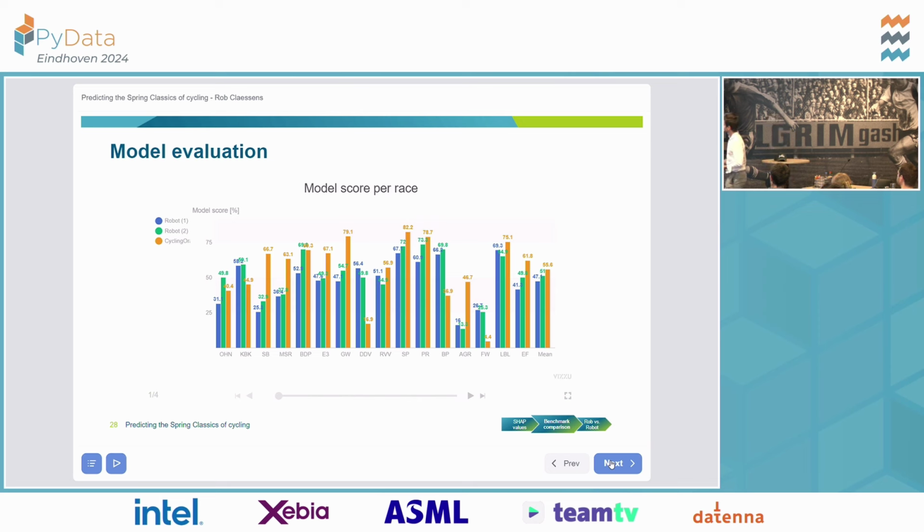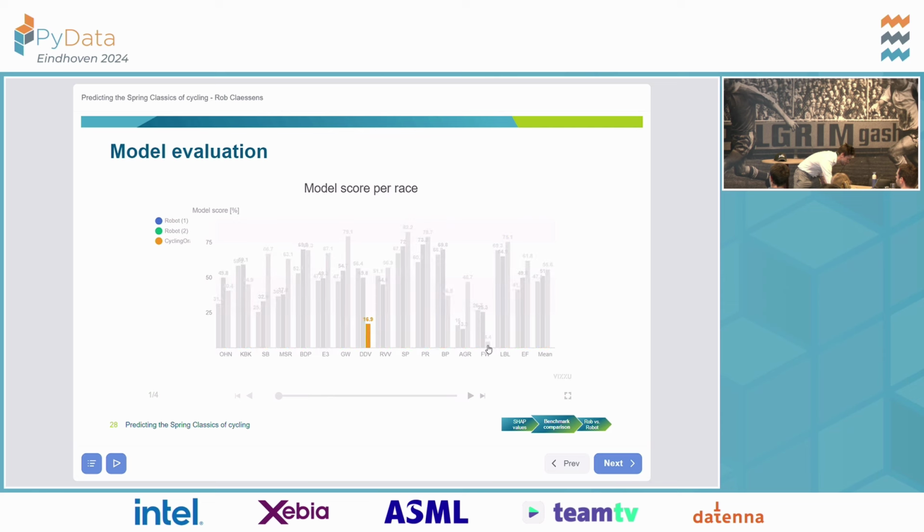At the left, we see the legend. I have my old robot, which is blue, my fine-tuned robot, which is green, and then Cycling Oracle in orange. And what you see is that the high scores are mostly taken by Cycling Oracle, these 3. But they also have a few very bad scores. Let's see if I can make that a bit more clear. So Cycling Oracle also had the 2 worst scores of the year.